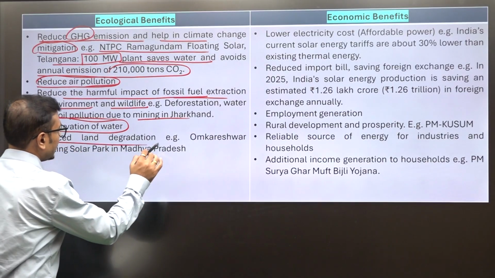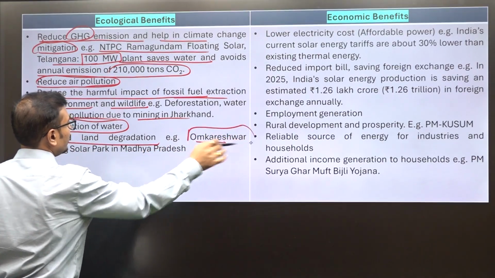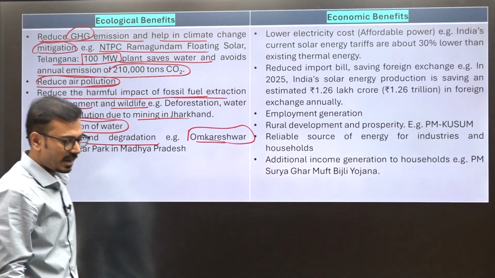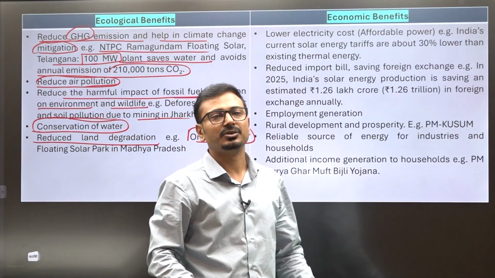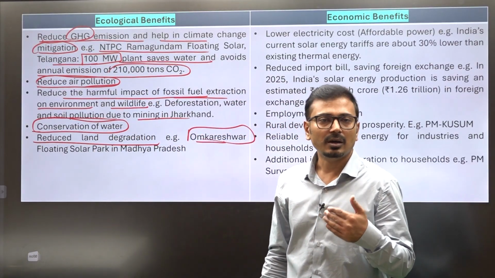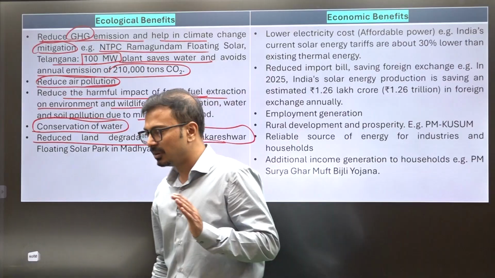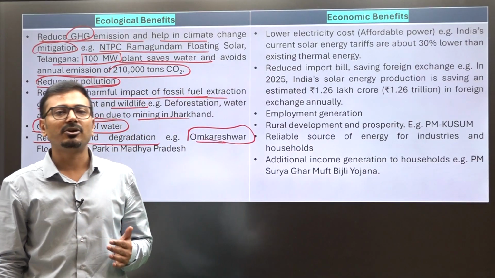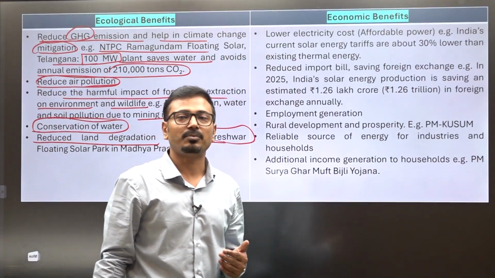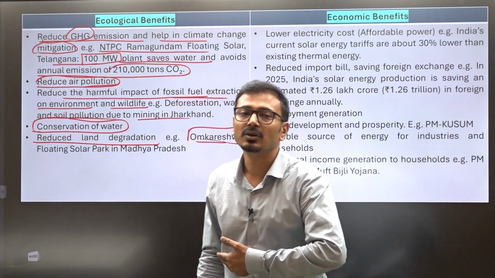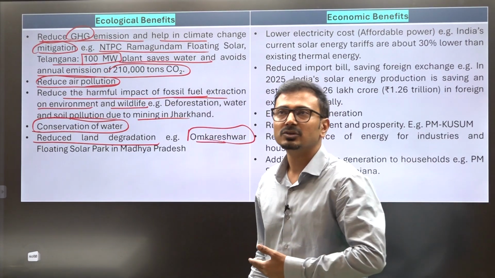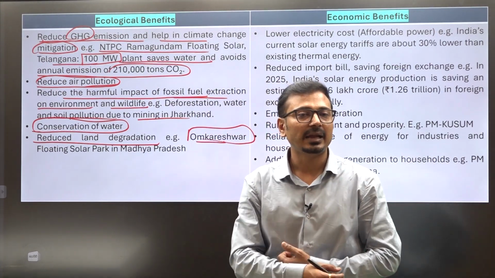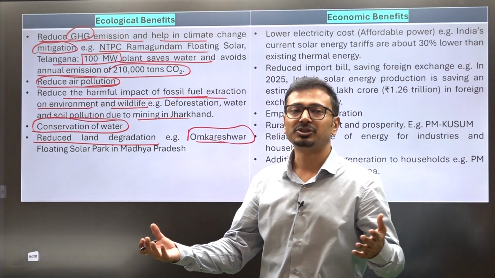Then reduced land degradation. For example, at present we have a land crunch for installing solar power plants or renewable power plants. So instead of that, we can have floating solar plants, and we can use the water surface for solar energy production and reduce any kind of land degradation further.